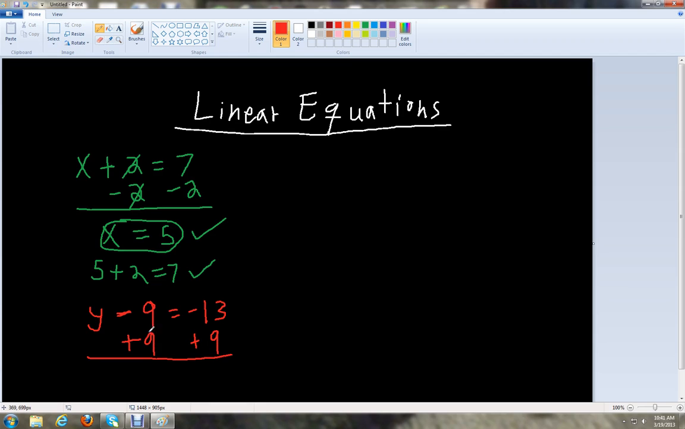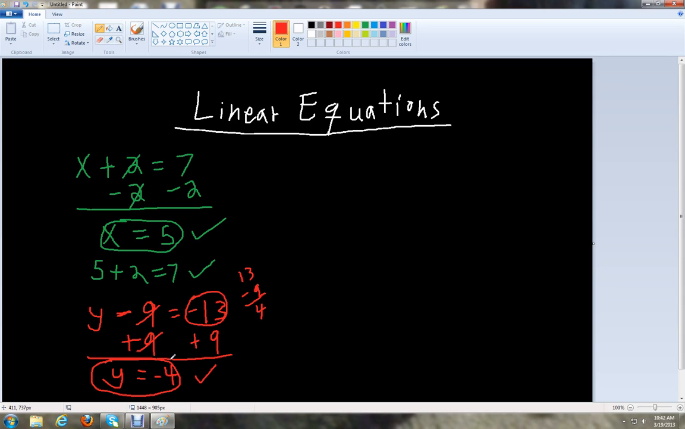So negative 9 plus 9 is 0, so those will cancel. And then we're just left with y, y equals, and then we add negative 13 plus 9. If you remember adding a negative and a positive, you have to subtract, and so we know 13 minus 9 is 4, but we have to take the sign of the larger number, that's 13, so it's negative. So negative 13 plus 9 is negative 4. And that would be our answer.